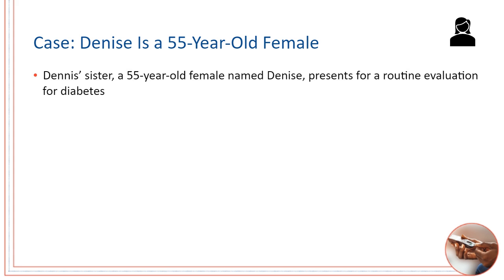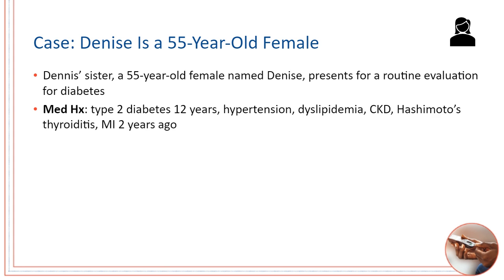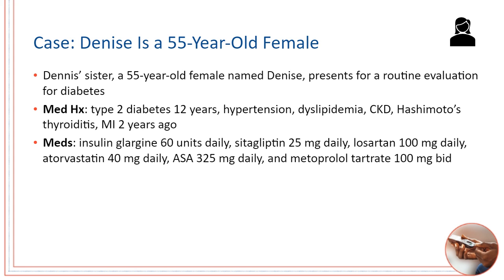Denise is Dennis's sister. She's 55 years old, and she presents for a routine evaluation for her diabetes. She's had type 2 diabetes for 12 years. She has, again, hypertension, dyslipidemia, but she also has chronic kidney disease. She's had Hashimoto's thyroiditis, and she's had a myocardial infarction 2 years ago. You can see that her treatment's a little bit more complex.